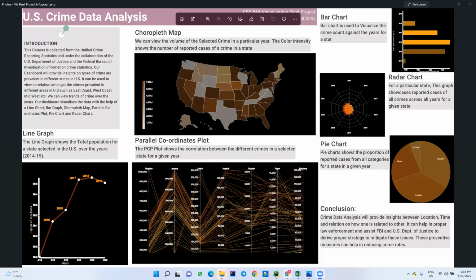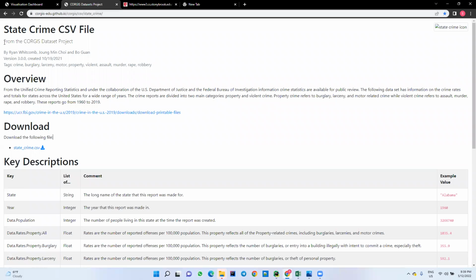So moving on, the data set that we obtained is from the Corgis dataset project, and as mentioned, this is developed by the Department of Justice and FBI. And dashboards like this can help these bodies to develop strategies to mitigate the issues based on the similar trends or commonalities they observe.